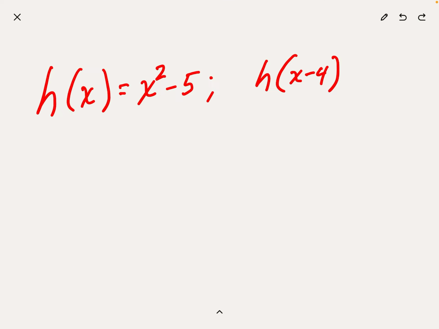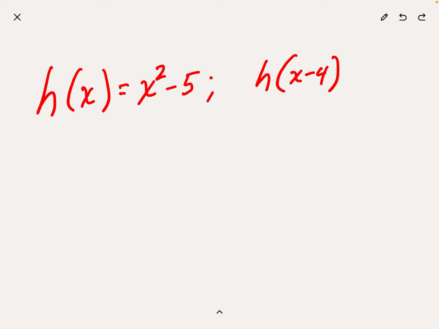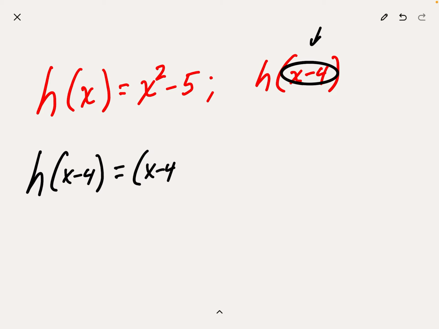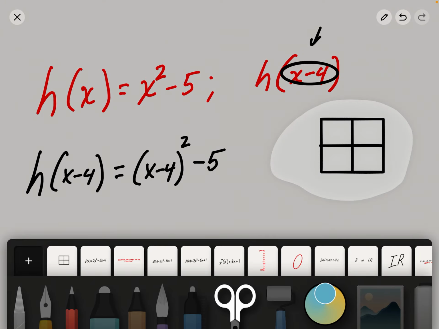Now I got one more. This one has variables as the input. I have the function h of x equals x squared minus 5, and they want us to find the output when the input is x minus 4. Again, wherever we see an x, we're going to replace it with x minus 4. So this is h of x minus 4, and we put x minus 4 in parentheses, square that, and then minus 5.